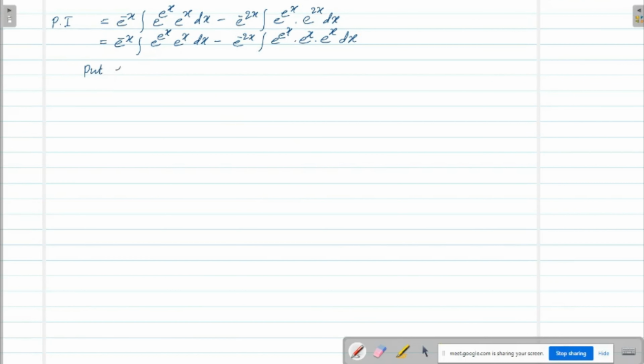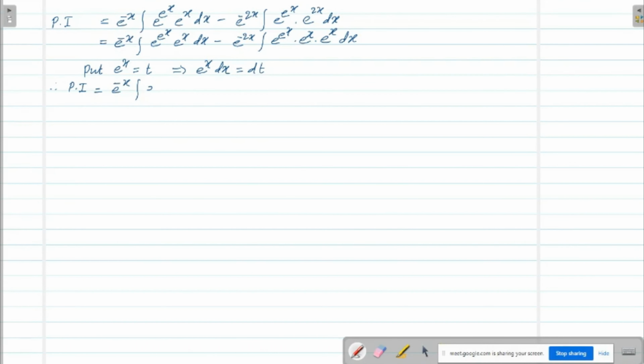So put e raised to x equal to t. Now differentiate this. If you differentiate, you will get e raised to x dx equal to dt. Now substitute all this here. So therefore PI equals e raised to x as it is, because we are integrating only this part. This part is kept aside.